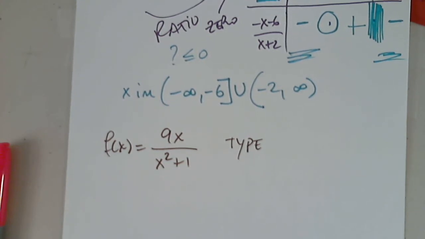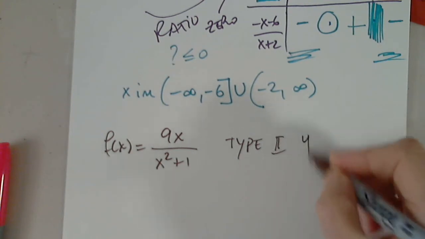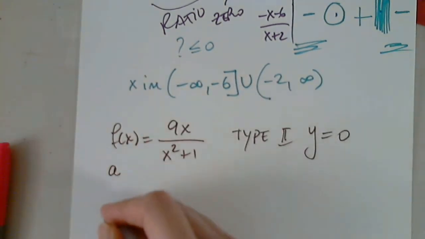What type is it? Is it type 1 with same degree over same degree? Is it type 2 with a higher degree in the denominator? Or is it type 3 with higher degree in the numerator by exactly 1 unit higher? It's type 2. What do we know? The easiest thing possible about type 2: the horizontal asymptote is always 0. Done. Thank you very much.